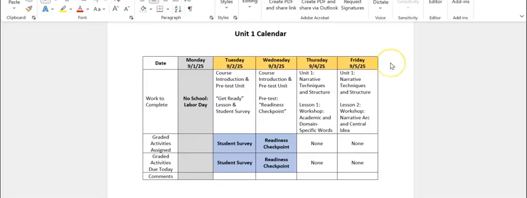So the first week of Unit 1, we start on Thursday, September 4th, narrative, techniques, and structure. With Lesson 1, workshop, academic and domain-specific words. And then Friday, September 5th, we'll do Unit 1, Lesson 2, workshop, narrative arc, and central idea.